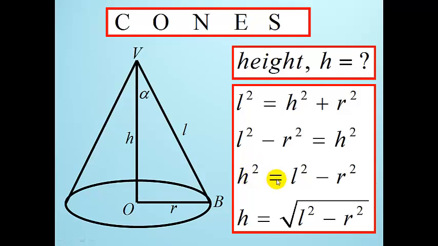Now, if H square is equal to L square minus R square, take note that we are searching for the height of the cone, not the square of the height. That means that we need to take the square root of both sides to eliminate the exponent 2. And so when we take the square root of the left hand side, that is H square, we have H. And when we take the square root of the right hand side, that is L square minus R square, we have the root of L square minus R square. So if the slant height is known and the base radius is known, then it means that we can find the height of the cone. So that is how we find the height of the cone.